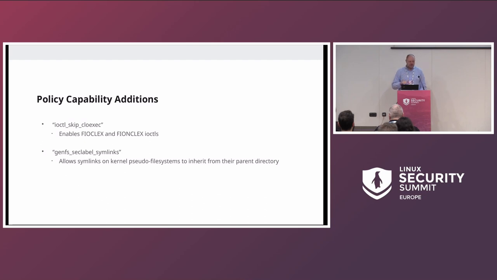The other policy capability was GenFS sec label symlinks. This is a policy capability that basically does exactly what it says on the slide. It allows symlinks on kernel-based file systems, pseudo file systems, to inherit their label, so their security properties, from the parent directory. So tends to work out pretty well, but once again, defaults to off, so if you want to make use of this, you need to ensure that you've got the policy capability flipped on in your policy.